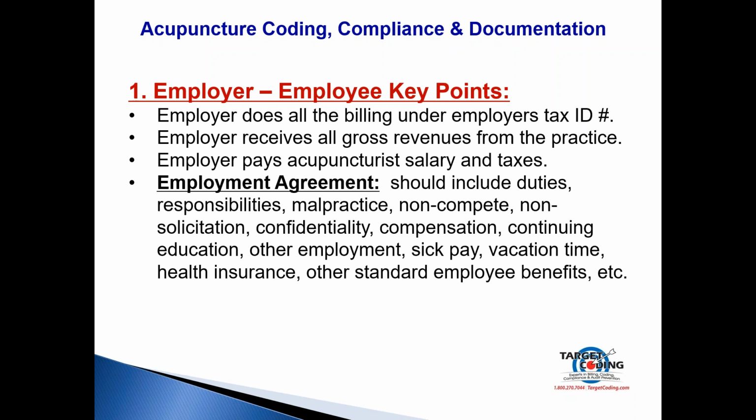So you as the employer, the chiropractor, you're going to do all the billing under your tax ID number. You're going to receive all the money coming into your practice, and then you're going to pay the acupuncturist a straight salary. You have to pay for taxes. And then you should get an attorney to create an employment agreement, just like if you were hiring an associate chiropractor. That employment agreement should list the duties, the responsibilities, who's going to pay for the malpractice, non-compete, non-solicitation.